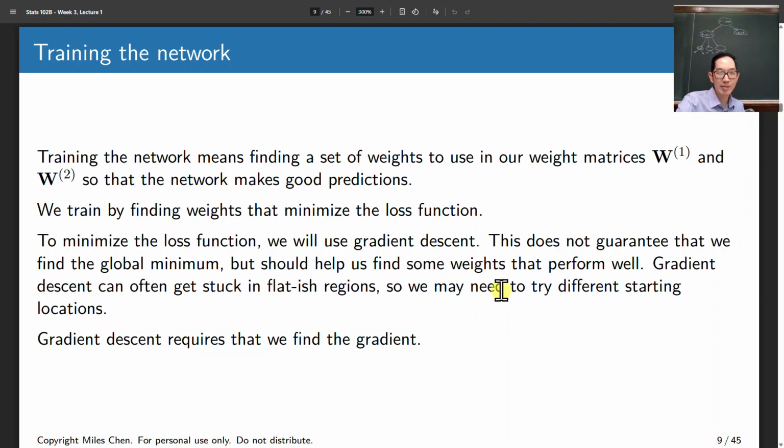Okay, what did I write on this side? I wrote, training the network means finding the set of weights to put in our weight matrices W1 and W2, so that this function, this network, is going to make good predictions. We find the weights that are going to minimize the loss function. To minimize the loss function, we use gradient descent. Gradient descent is a way to help us find the minimum.